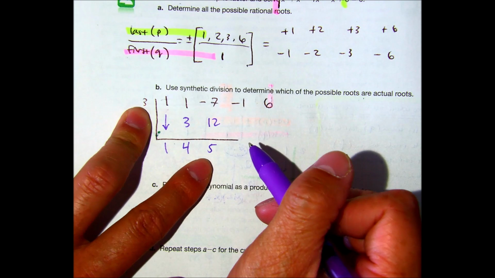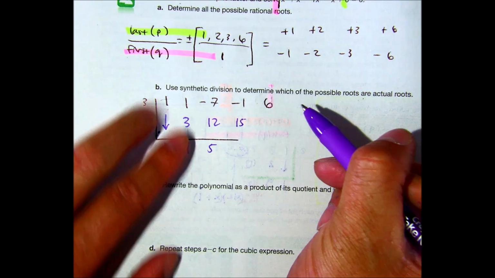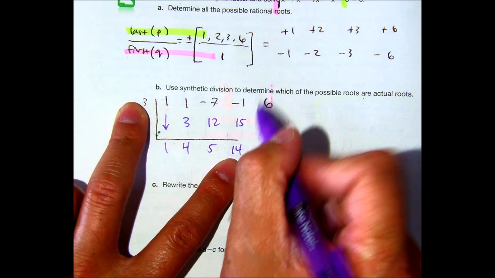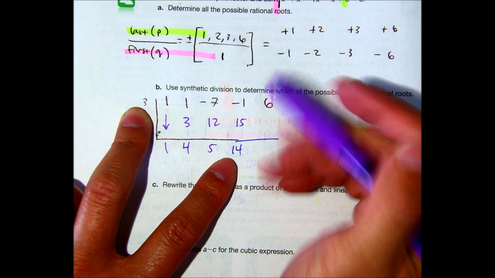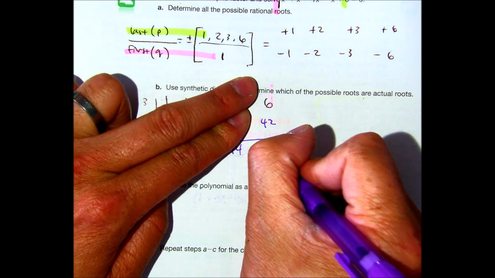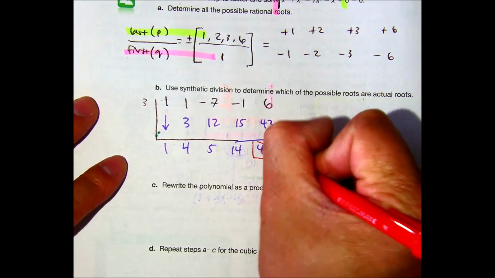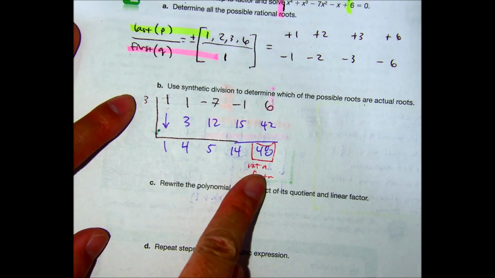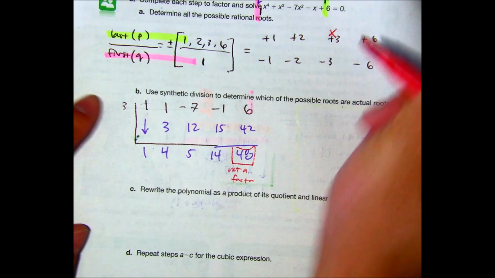John, keep going. 5 times 3, 15. And then 14. If I multiply those two, 42. And if I add those together, 48. Thank you. Class, does that equal 0? So this is not a factor. That means that x equals 3, or the binomial x minus 3, will not be a factor. Okay?